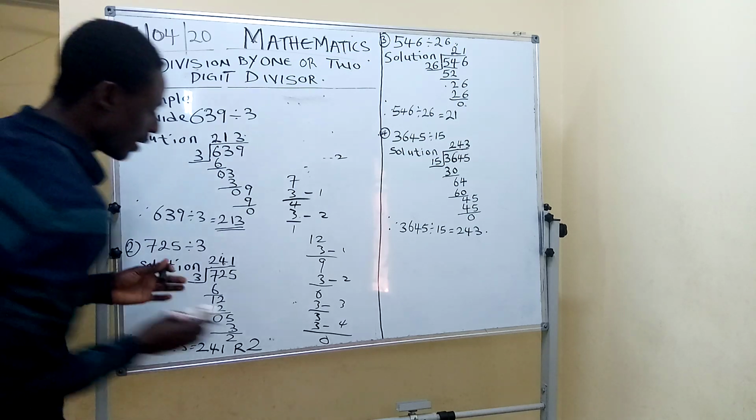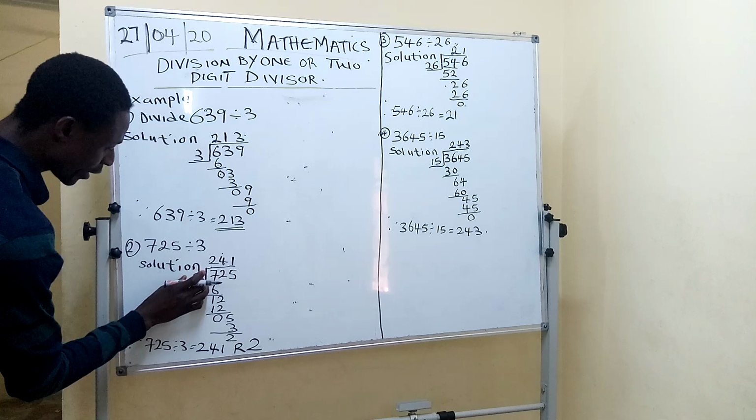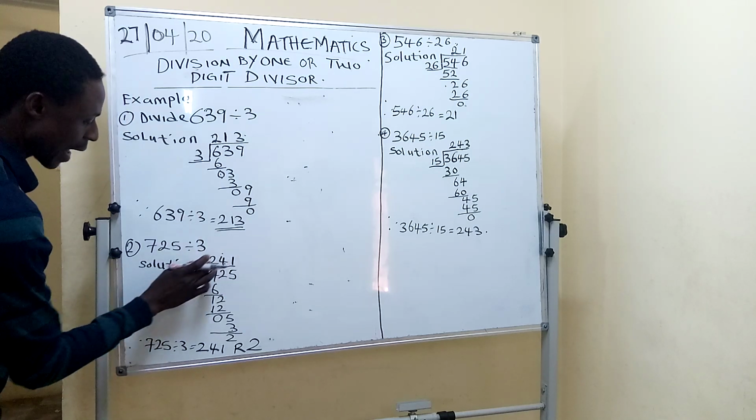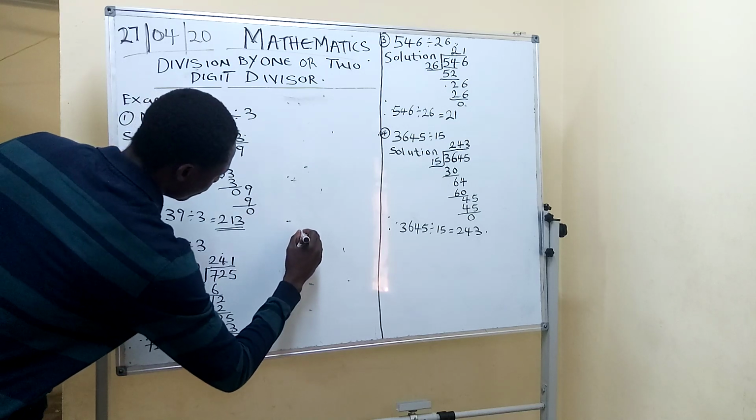Now, what next is you will say 3 times 4. 3 times 4, which will give you 12.